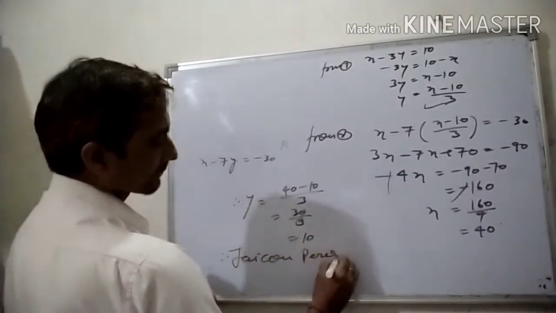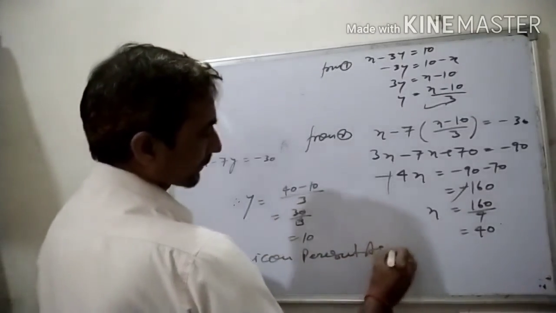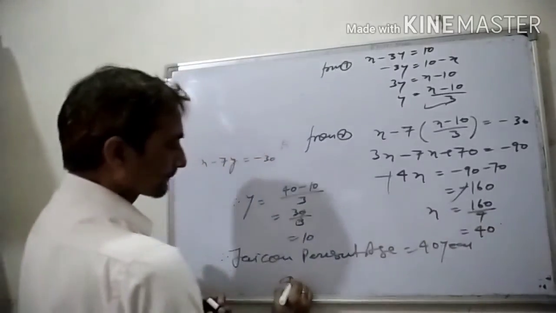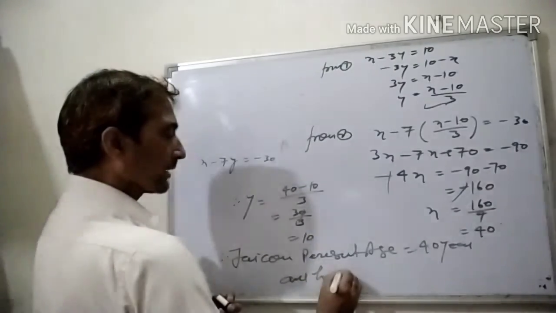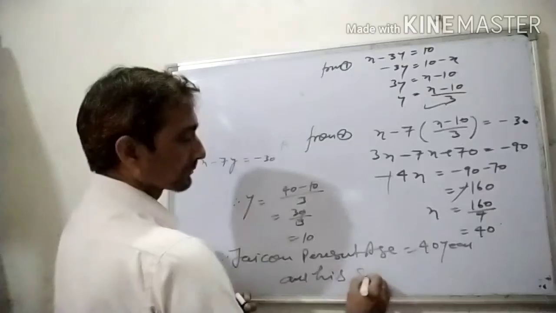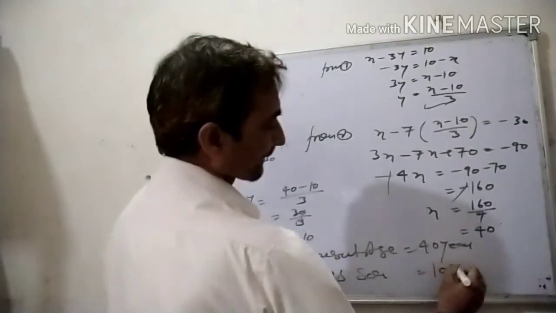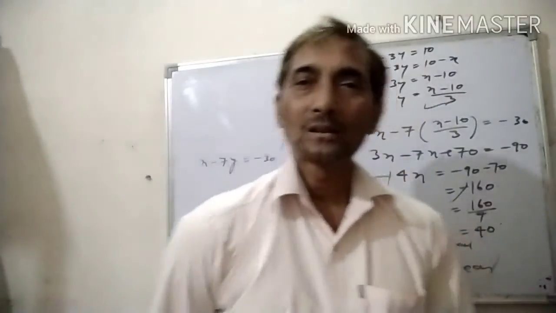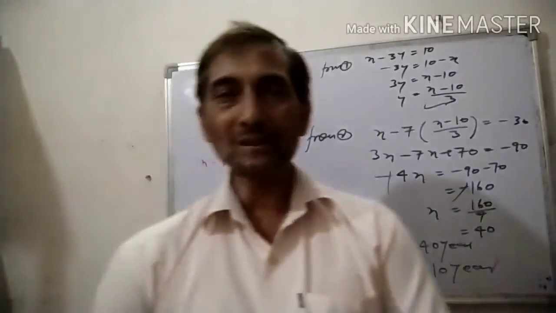Therefore Jacob's present age equal to 40 years and his son is 10 years. Student, this is your answer. So you complete this exercise.